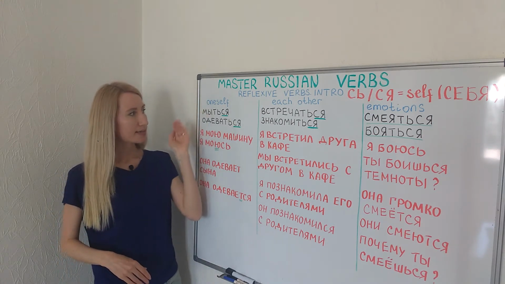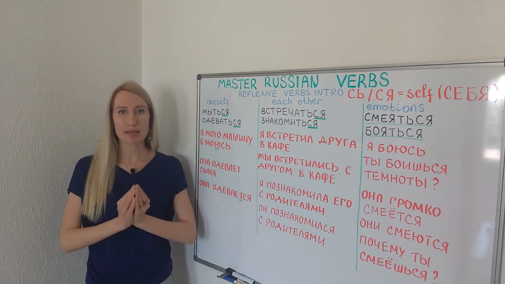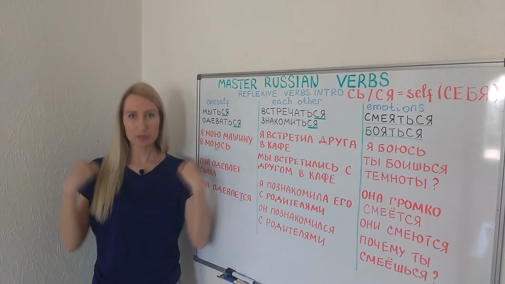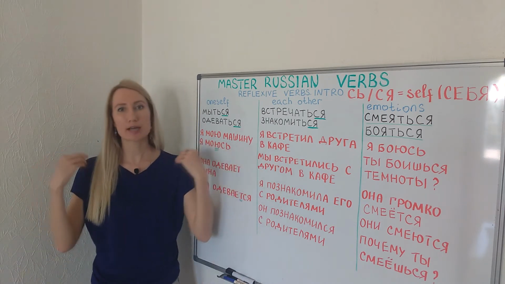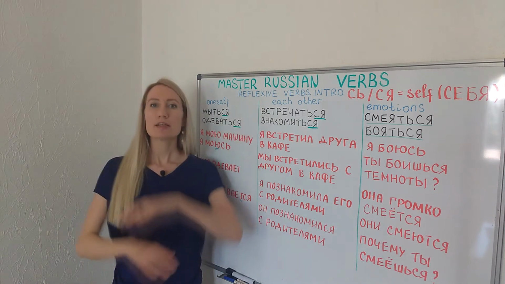In this case, the subject of a sentence and the object are the same. So, I'm doing something to myself, I'm a subject, I'm an object. Let's move on to the second meaning, each other.